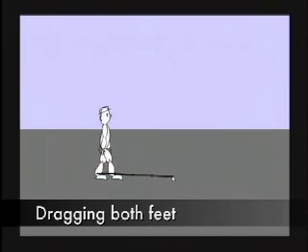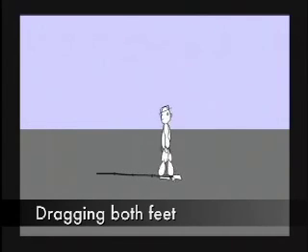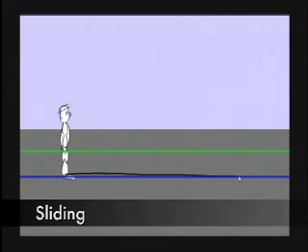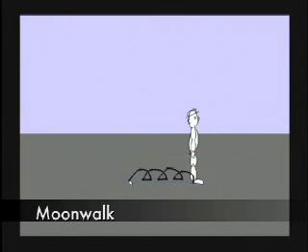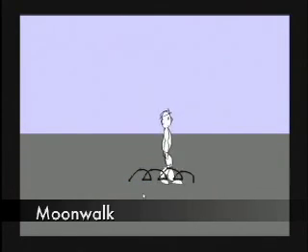A shuffling gait can be created by dragging both feet. Longer strokes are used to create a skating or sliding motion. Moonwalking steps make combined use of the gestures for steps and foot drags.